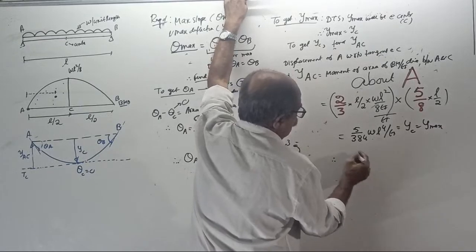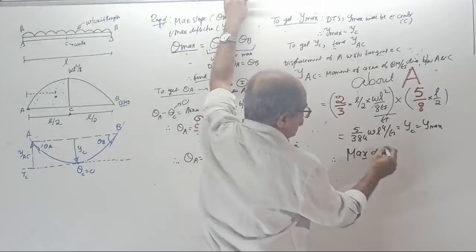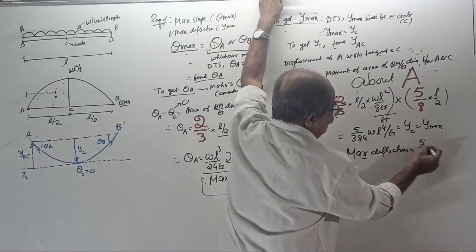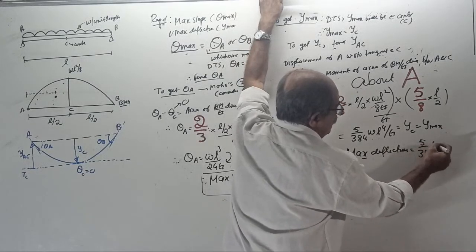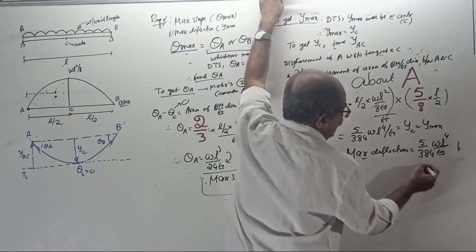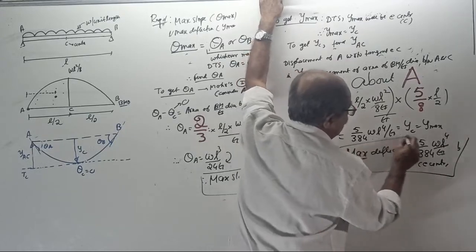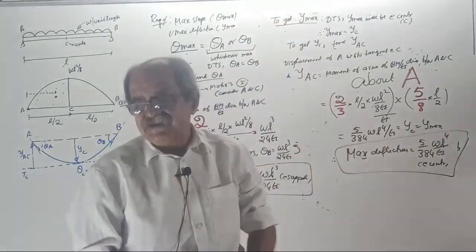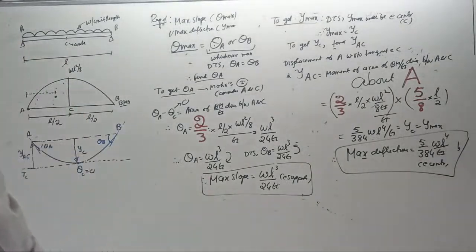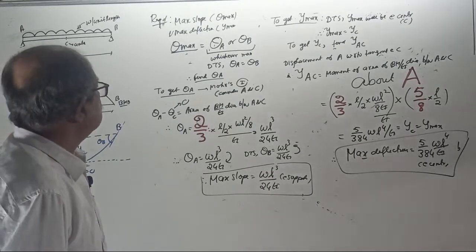Therefore, maximum deflection for the beam equals 5/384 WL power 4 by EI, downward at center. Fully clear this question? If fully clear, I will go to the next question. Clear? Okay. Now go to second question.